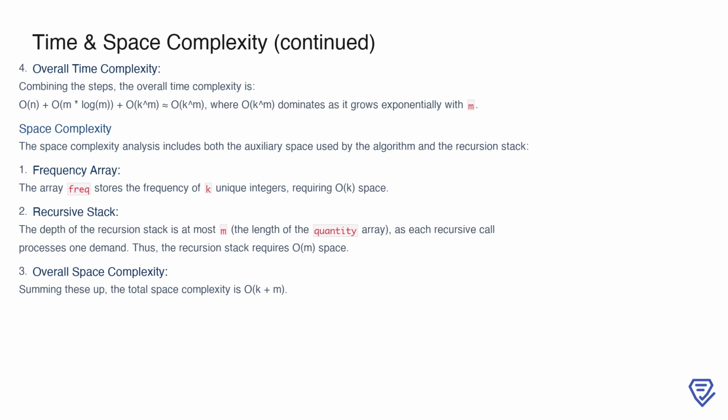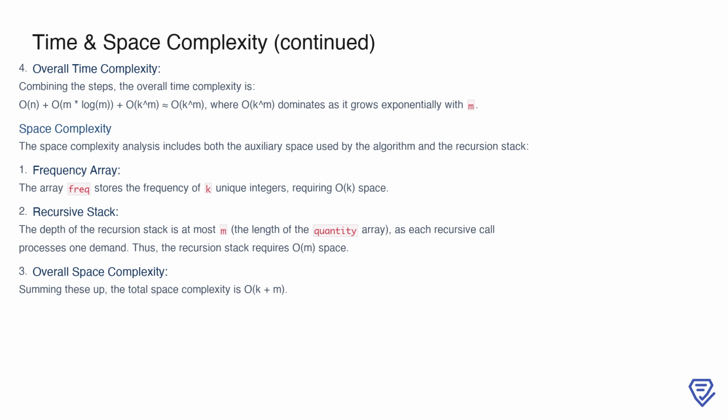Now, combining all these steps, the overall time complexity of the solution is O(n) for frequency counting, plus O(m log m) for sorting, and O(k^m) for the backtracking process. Since k^m grows exponentially with m, it dominates the other terms. As a result, the final time complexity is approximately O(k^m).